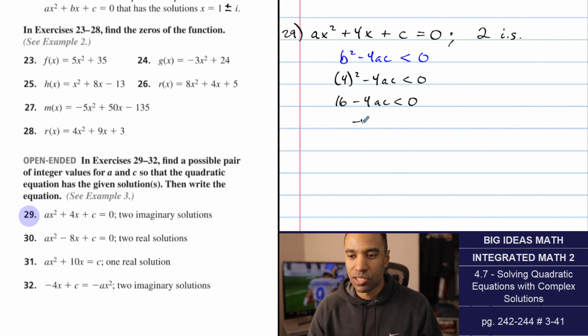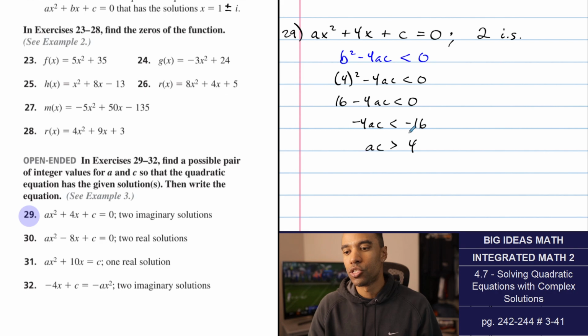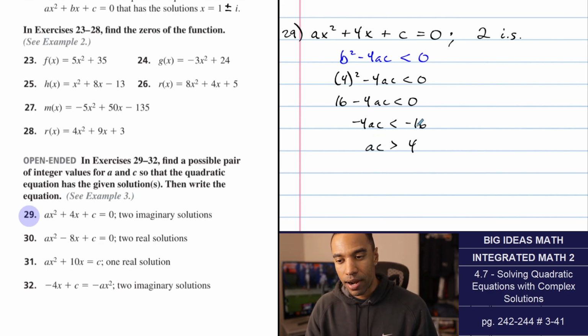If I subtract 16 over and divide everything by negative 4, then I will get 4 on this side. But the inequality flips when you divide both sides by a negative number. So a times c has to be greater than 4. And I believe our example did the same thing. It had to be greater than 4. So our product has to be greater than 4.